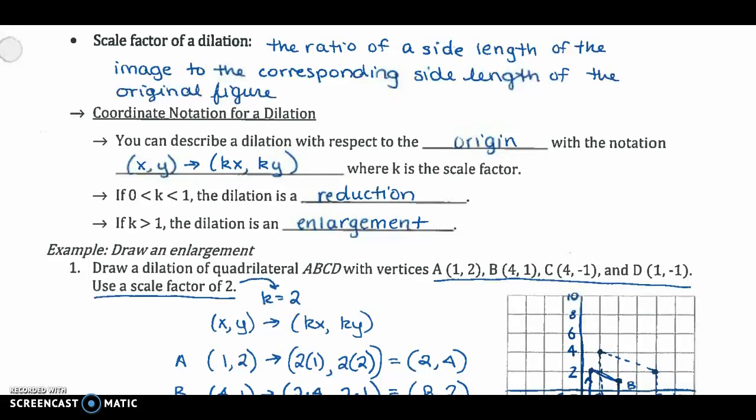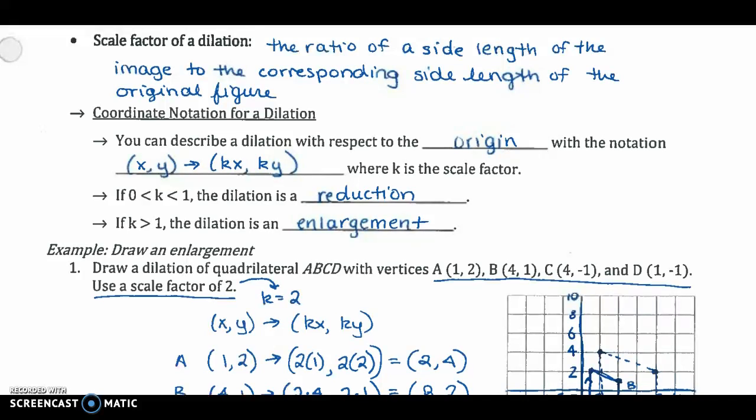So we just multiply each x and y coordinate of our points by the scale factor to get new points for each one. If k is between 0 and 1, that is, if k is a fraction, the dilation is a reduction. If k is greater than 1, the dilation is an enlargement, and you'll want to be careful here. If k is a fraction that is greater than 1, so an improper fraction like 5 over 4 or 6 over 5, those are still enlargements. So as long as it reduces to a mixed number that's bigger than 1, it's an enlargement.